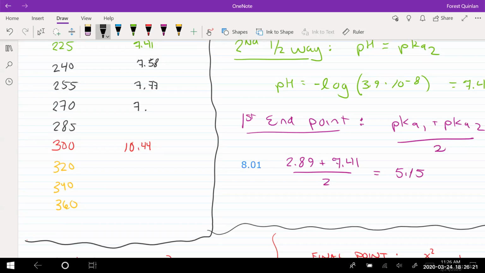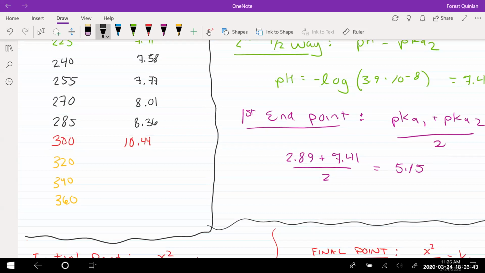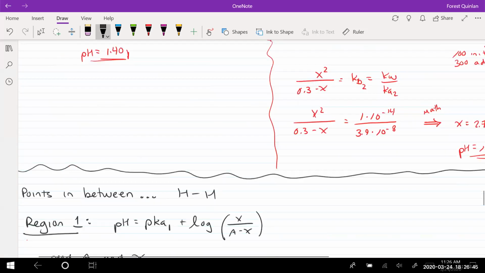Oh, it's already up to 8.01. Okay. And finally, 8.36, you say? Okay. All right, we're almost done with this problem. We just need to get to our over titration parts. So let's get to the over titration.